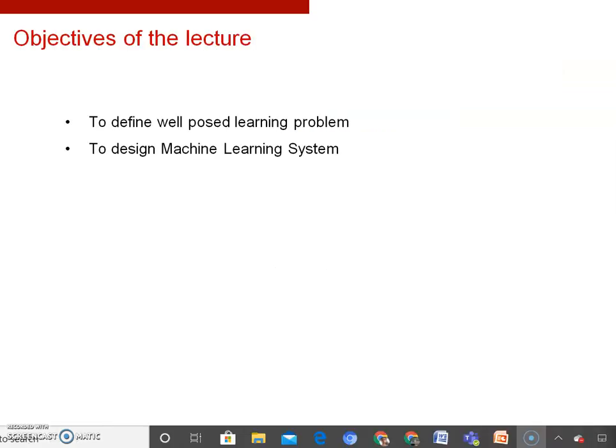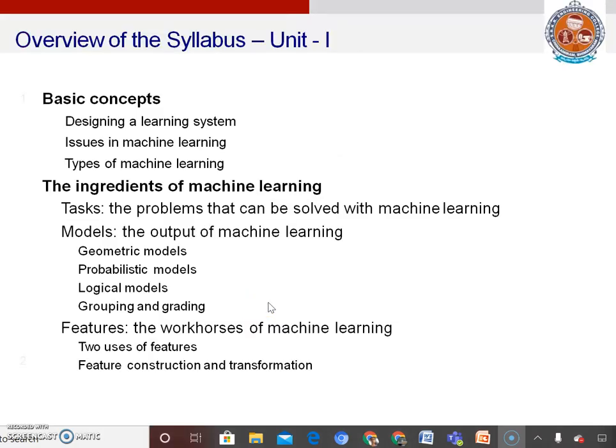The objectives of this lecture are to define a well-posed machine learning problem and to design a machine learning system. In this course, we are going to learn about designing a machine learning system, what the different types of machine learning are, and what issues we have to handle while designing a machine learning system.